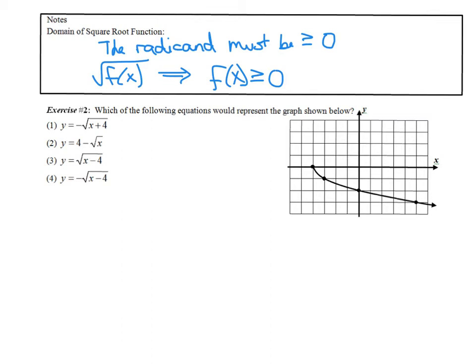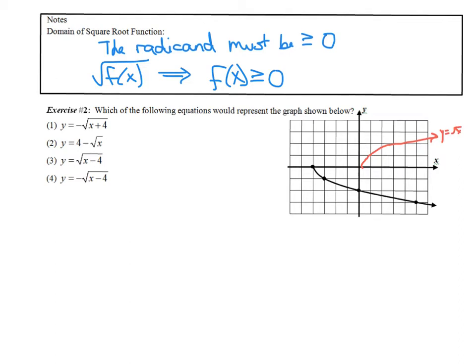So looking at exercise number 2, I'm given another graph, and I want to know what is the equation for this graph. Well, we're getting pretty good at just identifying transformations. So I'm going to go back to my original parent function on this one. If I were to plot y equals the square root of x again, looking something like this, that is just my y equals square root of x function.